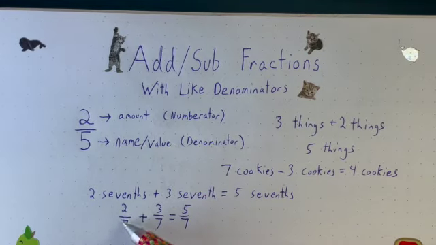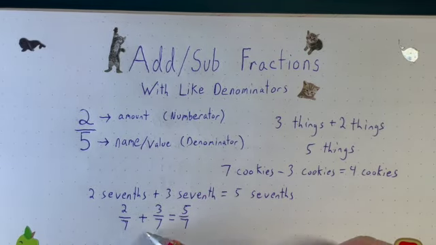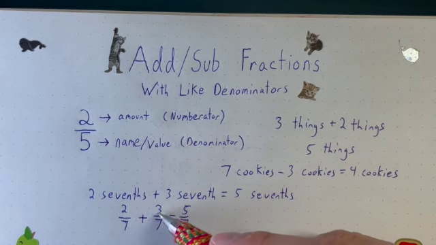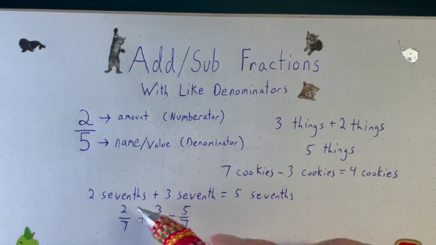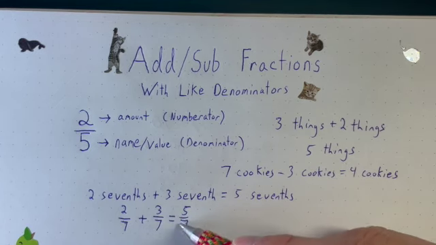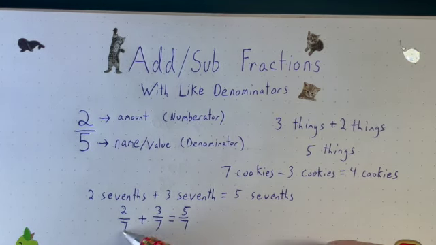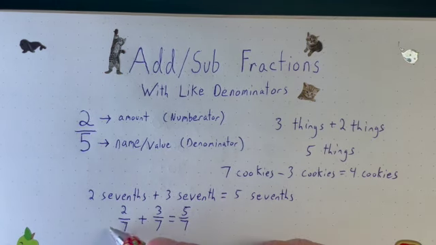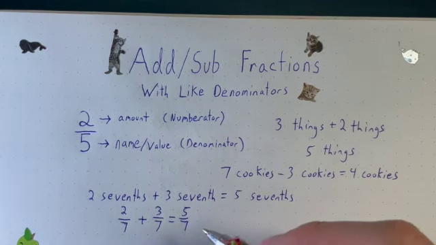And you can see the name is the bottom part, so the fraction we're adding is 7ths. Here I have 2 of them. Here I have 3 more. If I put 2/7 and 3/7 together, all together I'll have 5/7. So the bottom doesn't change because it's just the name or what we're talking about. It's not a value getting added.